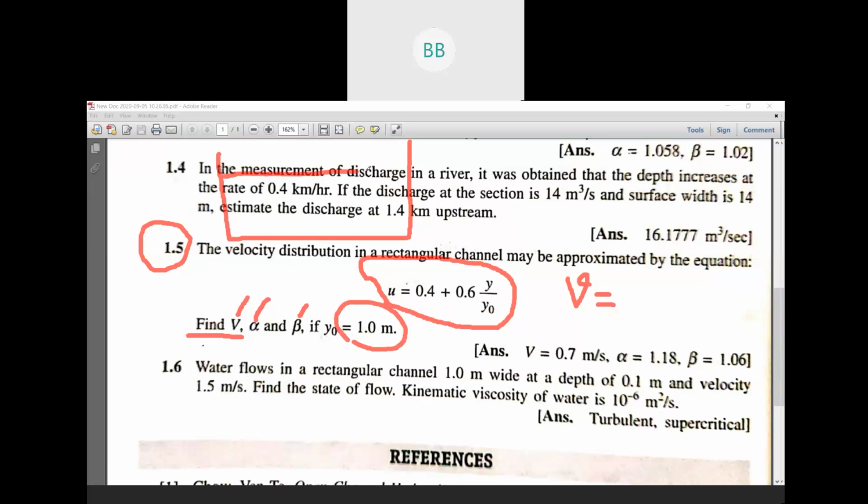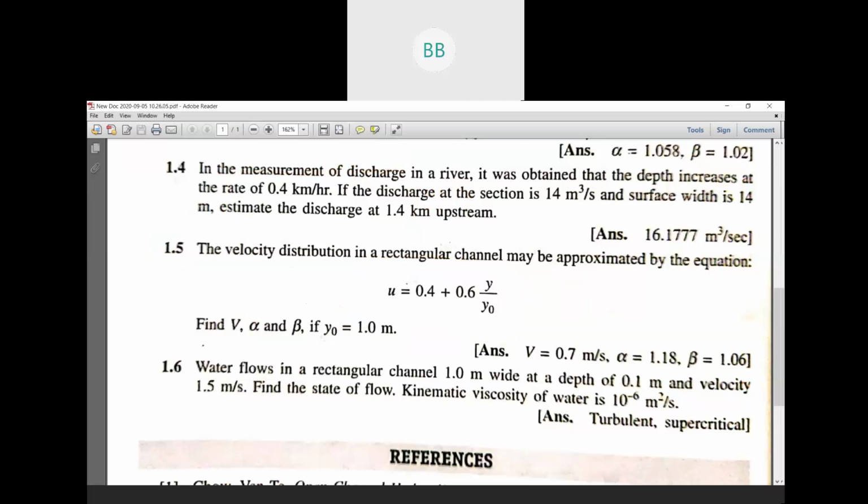So what is given? It's a rectangular channel. Depth of flow is 1 meter, that is your y naught, the maximum depth. And the velocity for the small elementary area is given by this expression, that is 0.4 plus 0.6 y by y naught. So first we need to find out the average velocity.